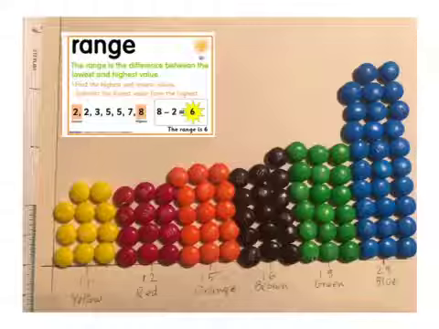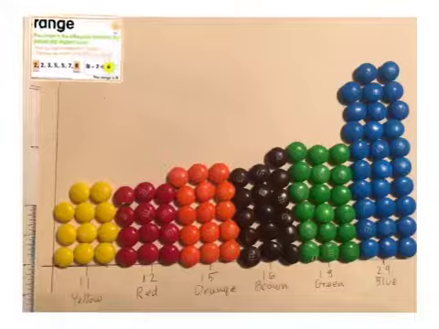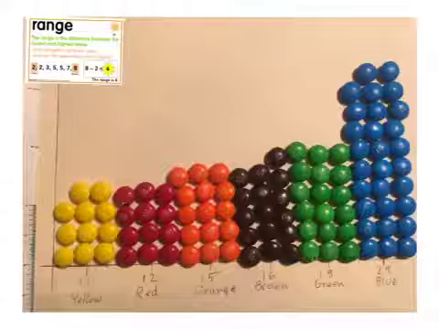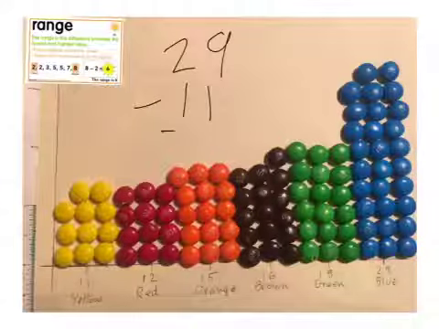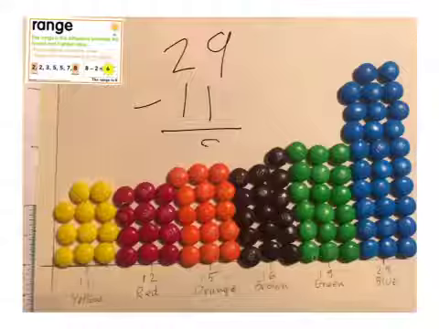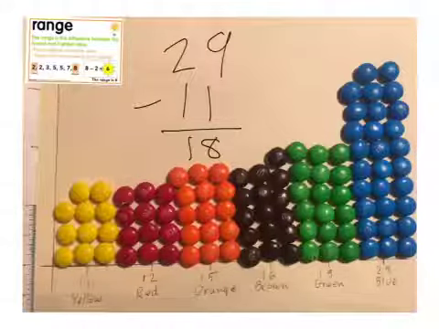Finally, we're going to look at range. Range is the difference between the lowest and highest value. So to find it, subtract the lowest value from the highest value. So that would be 29 minus 11 equals 18. So 18 is the range.